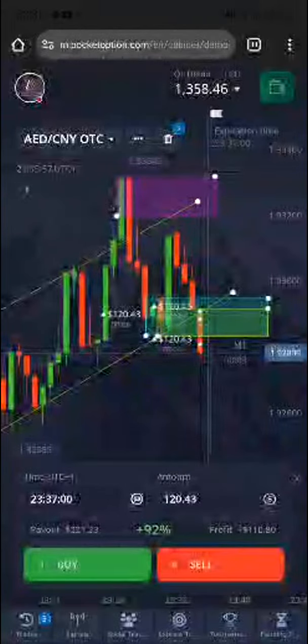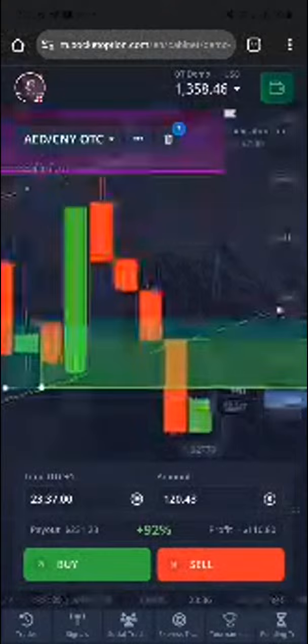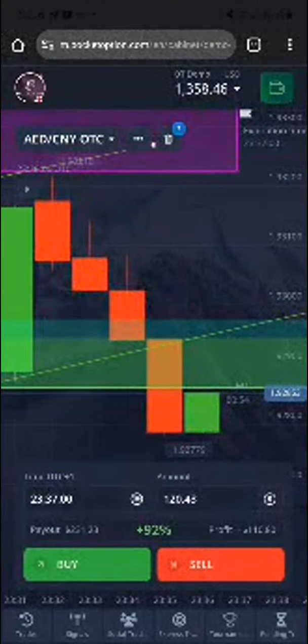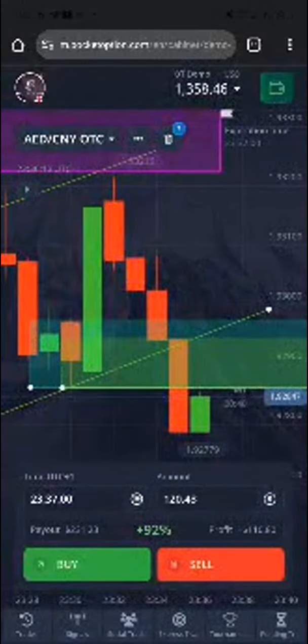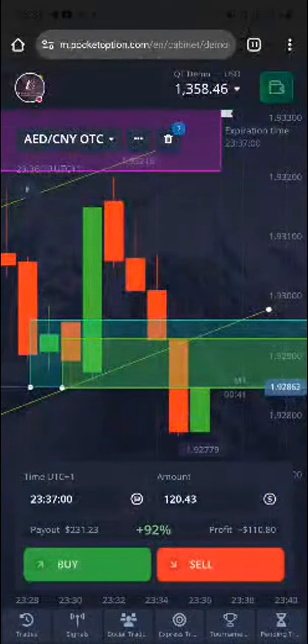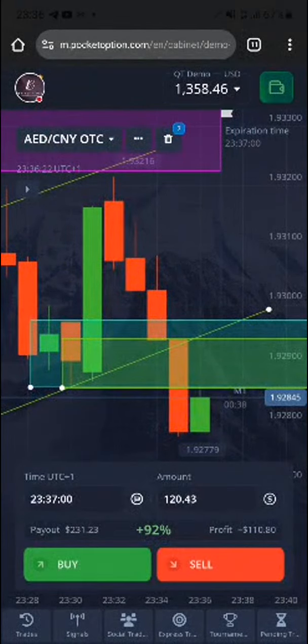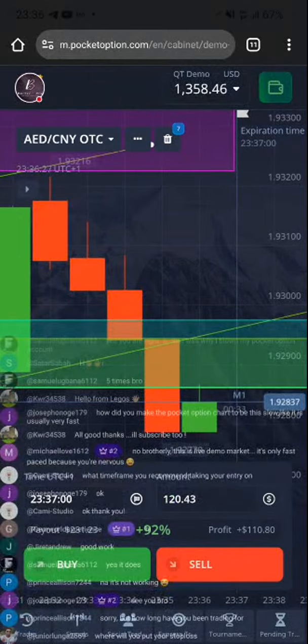You'll be fine. The sellers are aggressive. You know what? If price comes back here, we can take a trade with the sellers. Or let me just wait. Let's go with the sellers. I know the sellers are aggressive because I've seen this kind of thing before. If it comes back here, we can take a trade. But wait, it needs to come up a little bit. Then we'll go with the sellers.